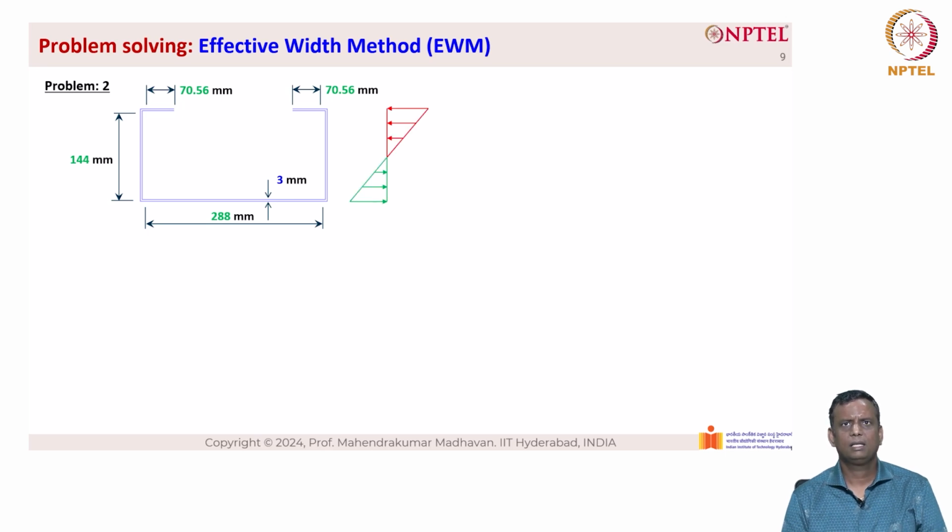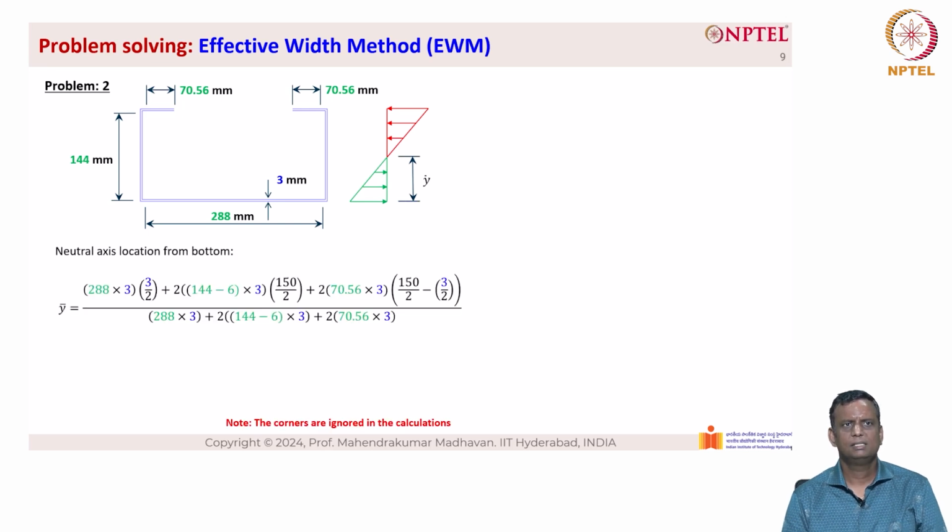Now we need to look at the effective width in the web of the cross-section. To do so, we need to find the y bar. The neutral axis location from the bottom is given by this simple strength of materials equation. As you can see here, we calculate the value, which comes out to be y bar equal to 44.7 mm. We need to keep in mind that the corner radius is ignored and only the flat portions are considered. Hence, we use the flat portion in calculating the y bar. Here the width of the web element under compression is given as 144 minus 44.7, which is 99.3.